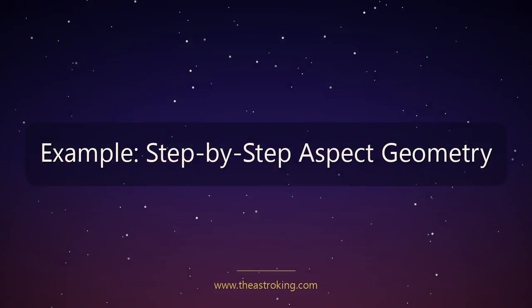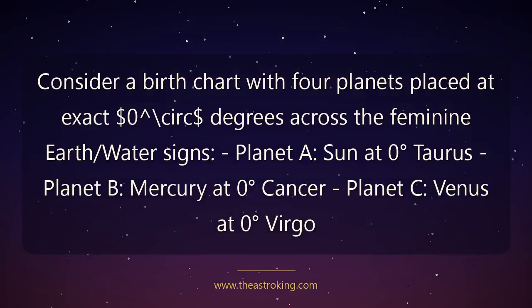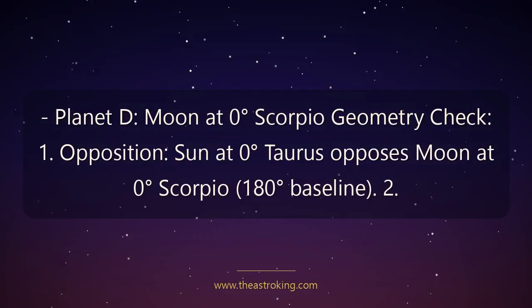Example: step-by-step aspect geometry. Consider a birth chart with 4 planets placed at exact 0 degrees across the feminine earth and water signs. Planet A, Sun at 0 degrees Taurus. Planet B, Mercury at 0 degrees Cancer. Planet C, Venus at 0 degrees Virgo. Planet D, Moon at 0 degrees Scorpio.